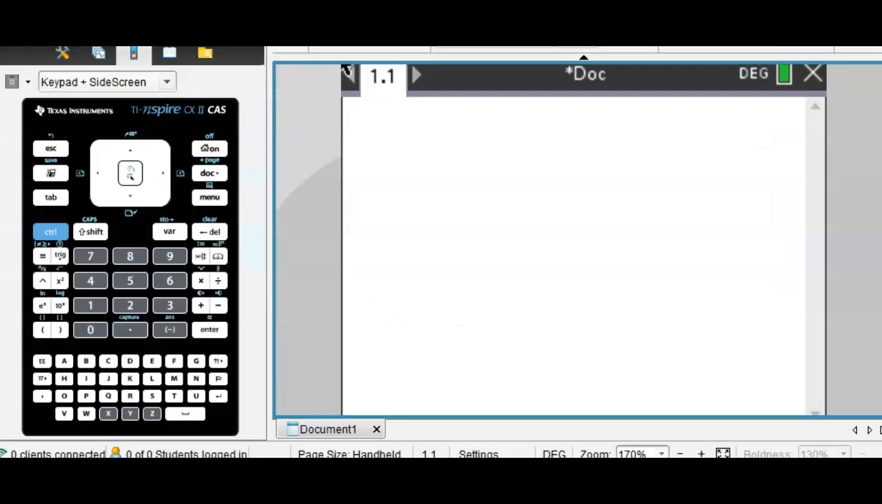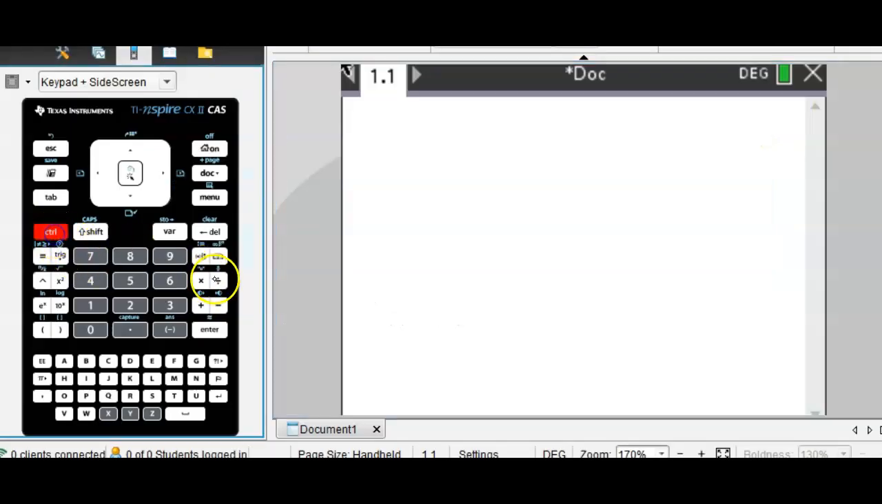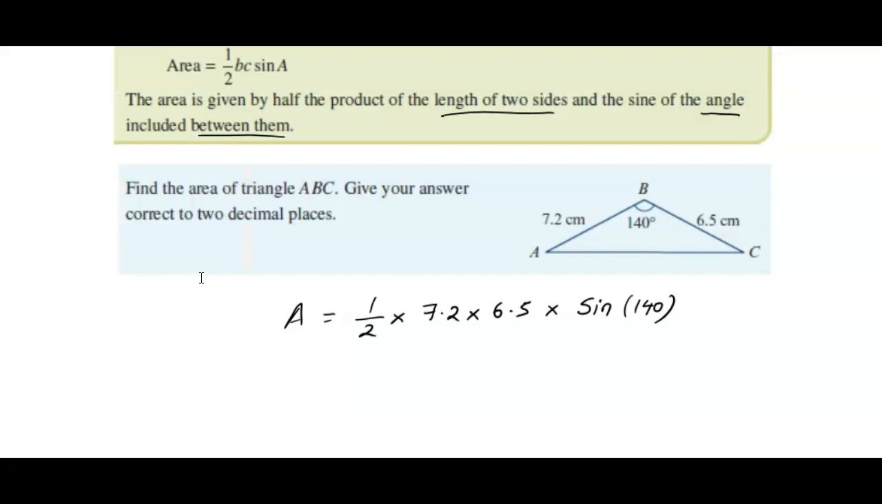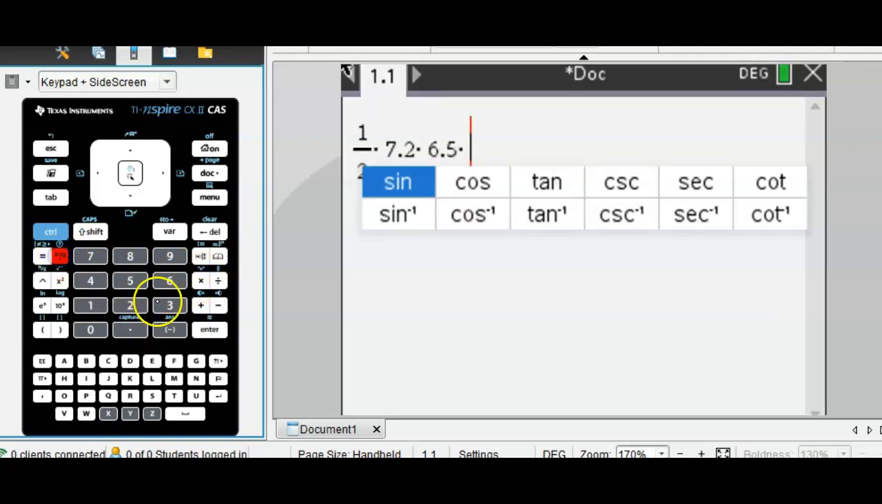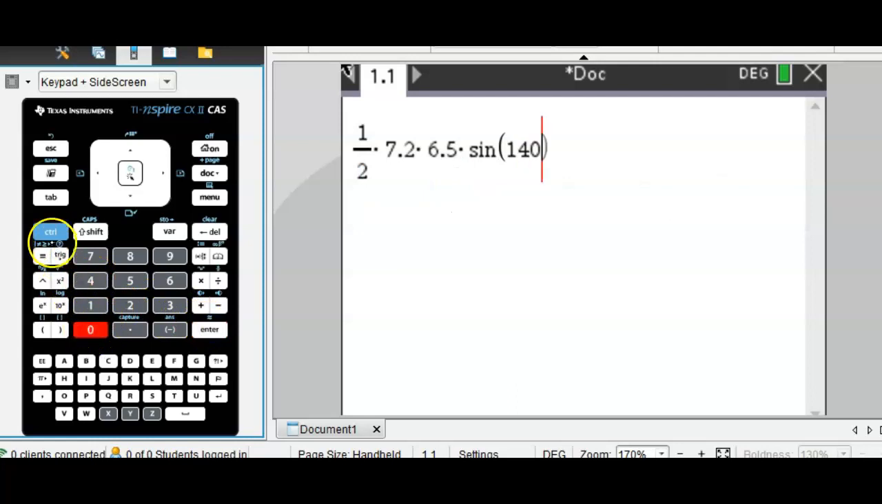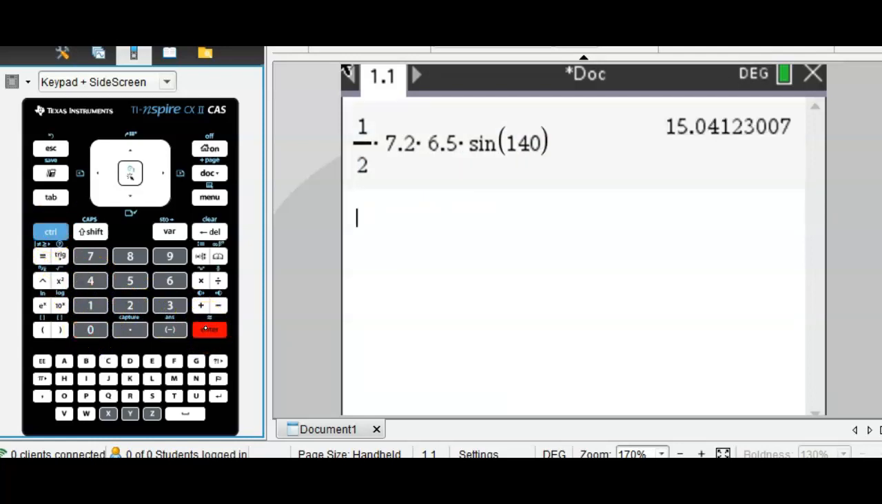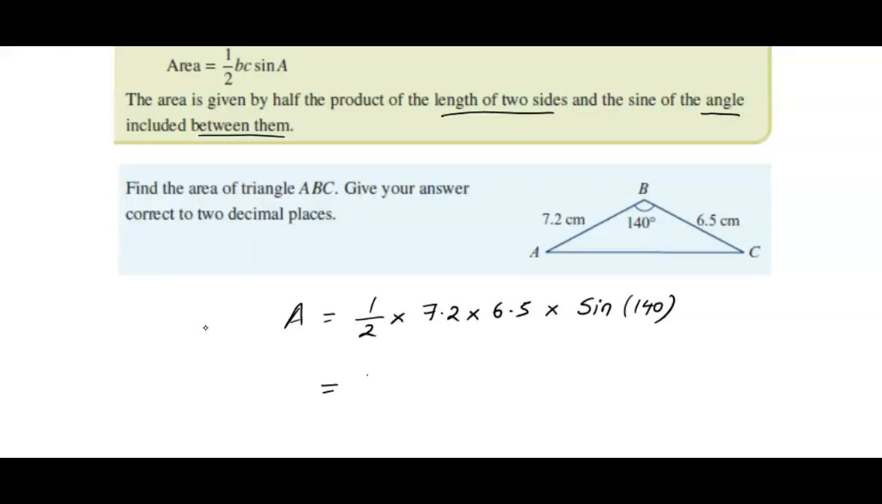So we put that in our CAS calculators, or any calculator as such. So half times 7.2 times 6.5 times the sine of the angle in between, which is 140 degrees, and the area of the triangle, corrected to 2 decimal places, is 15.04 centimeter squared. Alright, that's the first one I wanted to look at today.